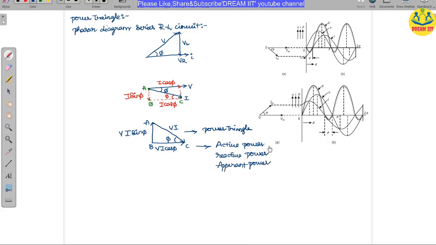These are the three powers we use in AC circuits. Active power is represented by P, reactive power by Q, and apparent power by S. Active power is written in kilowatts, reactive power in kVAR, that is kilovolt ampere reactive, and apparent power in kVA. Those are the units for the three types of power. Now let us define active power, apparent power, and reactive power.